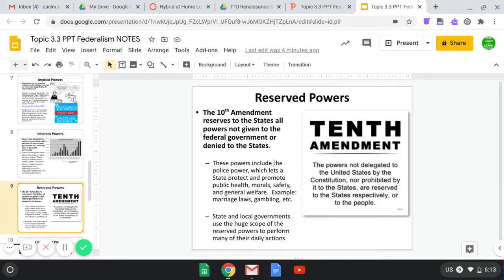So we have reserve powers. This means that any powers that are not specifically given to the national government and are not denied to the states. Okay, so you have police power, you have public health. So right now, COVID-19 would be a prime example, and safety and general welfare. So that power comes at the state level.